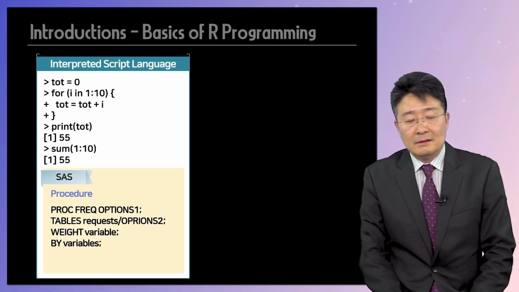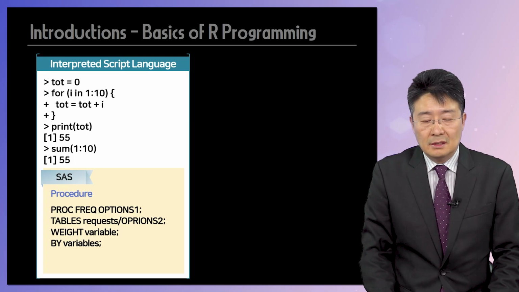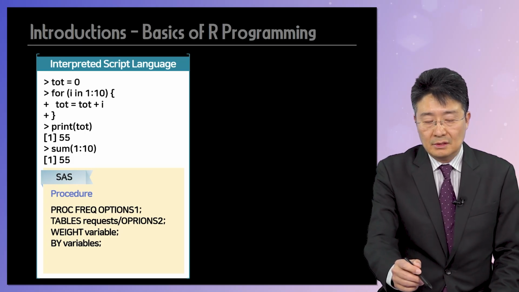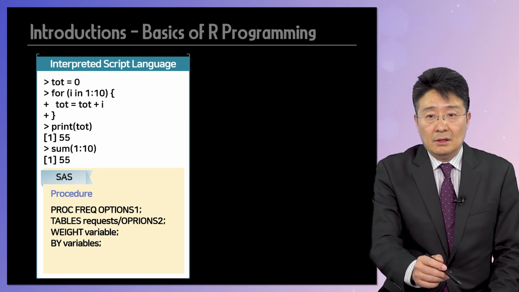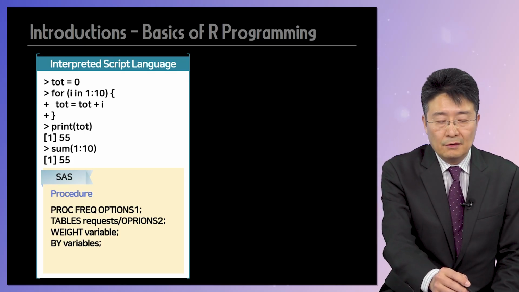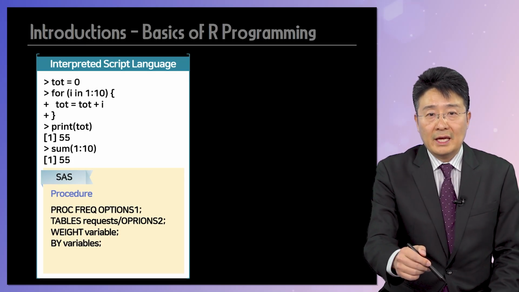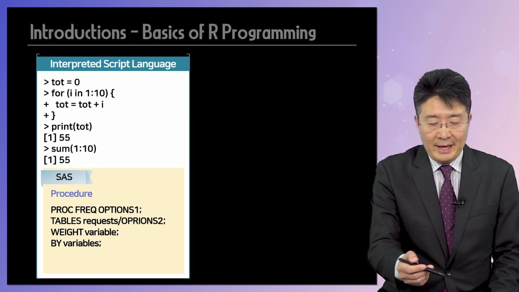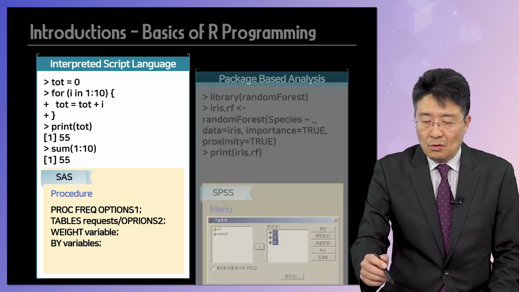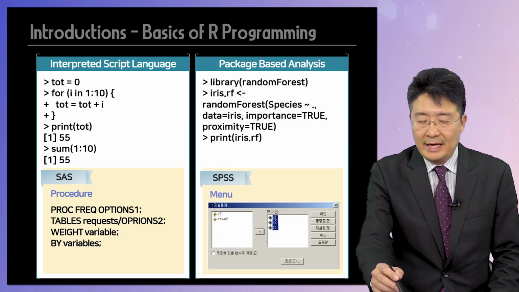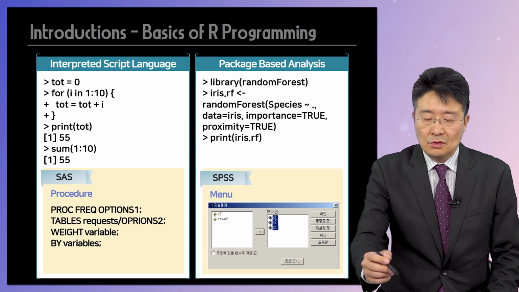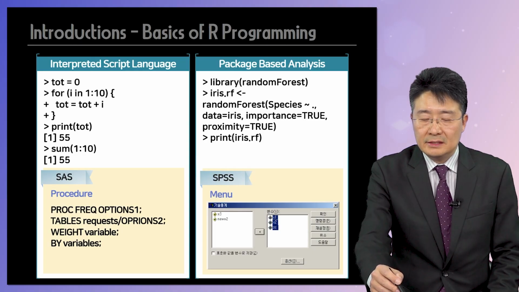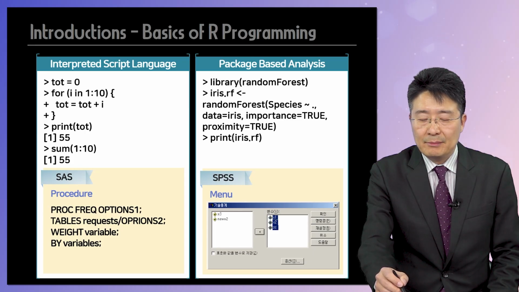Also, we can use R as an interpreted script language. We can define a variable TOT. Also, you can see a for statement here, so we can consider a loop command in here. Also, R is considered a package-based language. In order to attach a package, we need to use the library function.